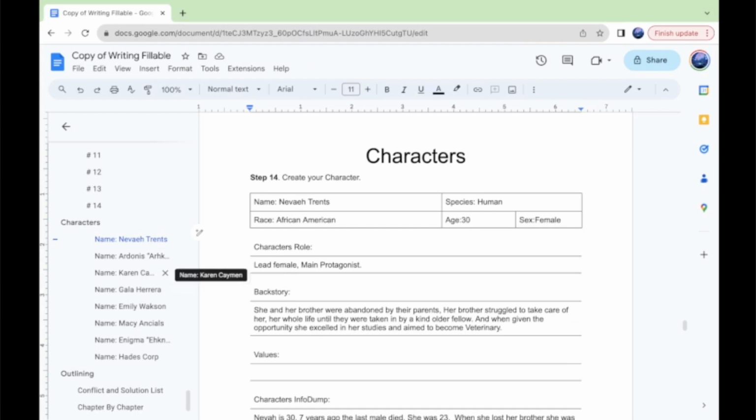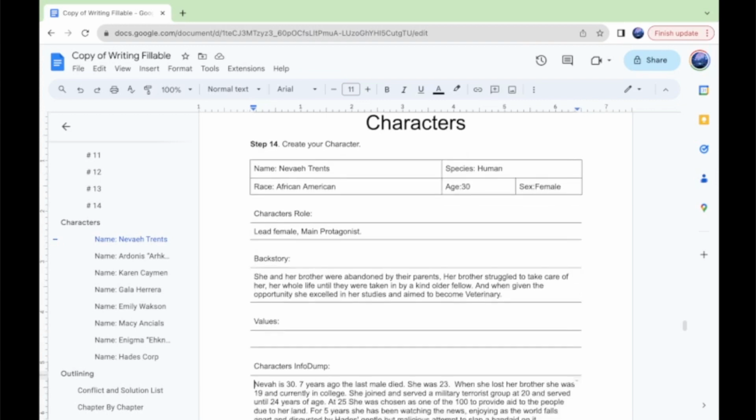So I have Nevaeh Trent, who is a human. Her race is African American and her age is 30, which, yes, I realize that as I write, my characters' age evolves with me. So I'm probably going to be 50 years old writing about 50-year-olds, but it's all good. I'm for it.